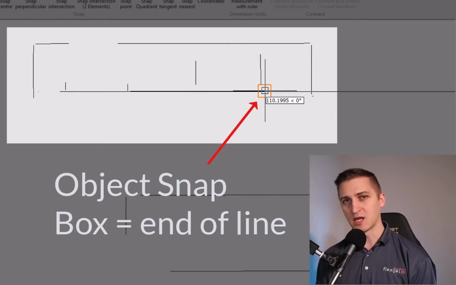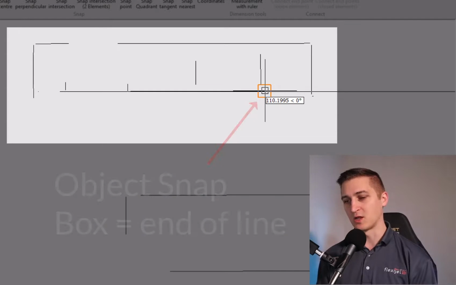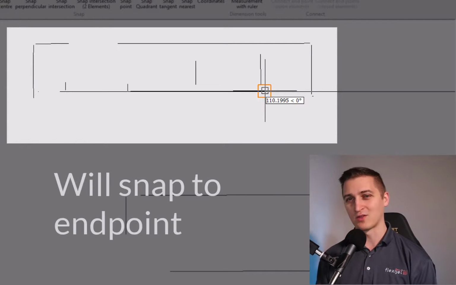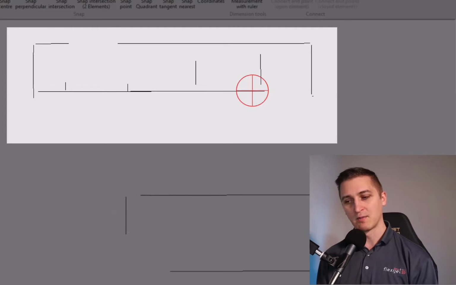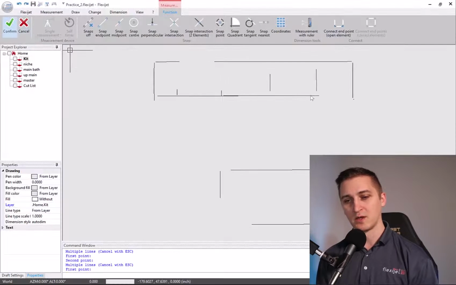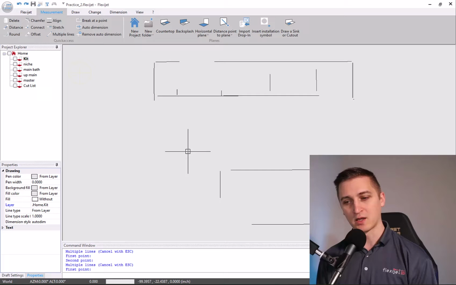What this is indicating is, even if I'm not exactly on the end of this line, the box indicates that it will snap to that point. So you see, even if I hover my mouse back this way, my new line will be created from this endpoint to this point here. I'm done with the multiple lines command, so I'll click confirm, cancel, escape, or right click to end that function.